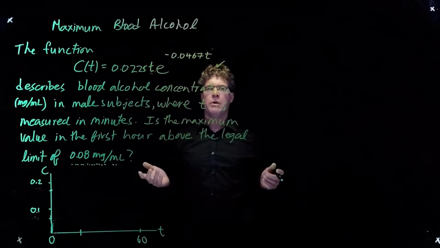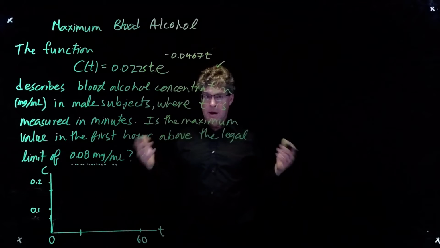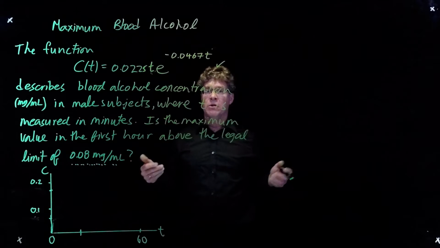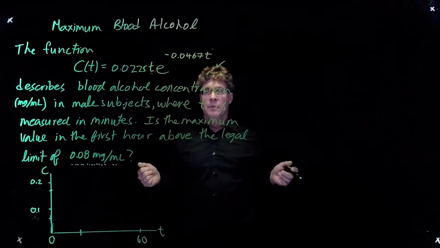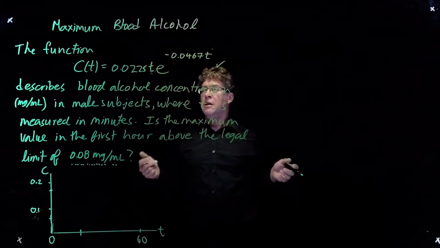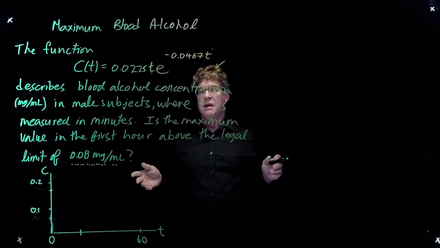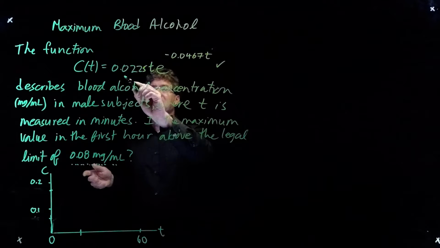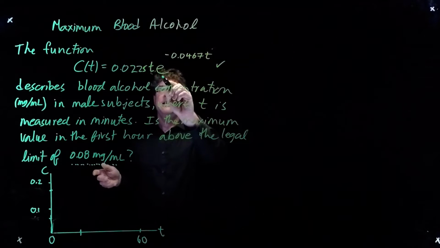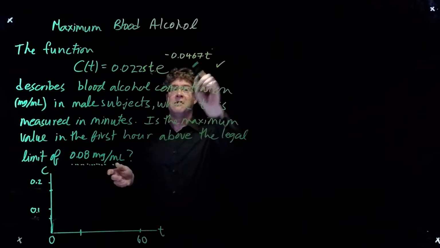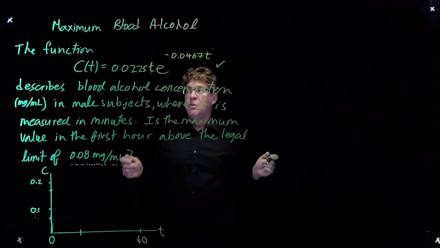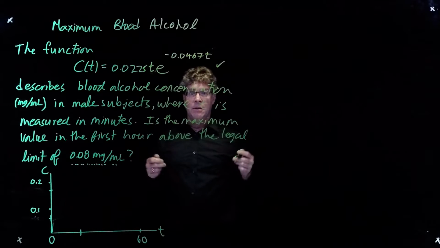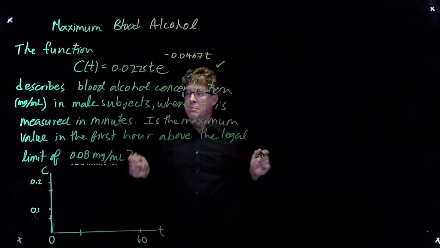Do you remember the experiment where 8 fasting male subjects were given a dose of alcohol, and then the alcohol was measured in their bloodstream over several hours? It turns out that the formula for the alcohol in the blood fitted to the average of the 8 male subjects is given by C of t here, and it turns out to be 0.225 t e to the minus 0.0467 t. C, the blood alcohol concentration, is measured in milligrams per milliliter, and t, time, is measured in minutes.